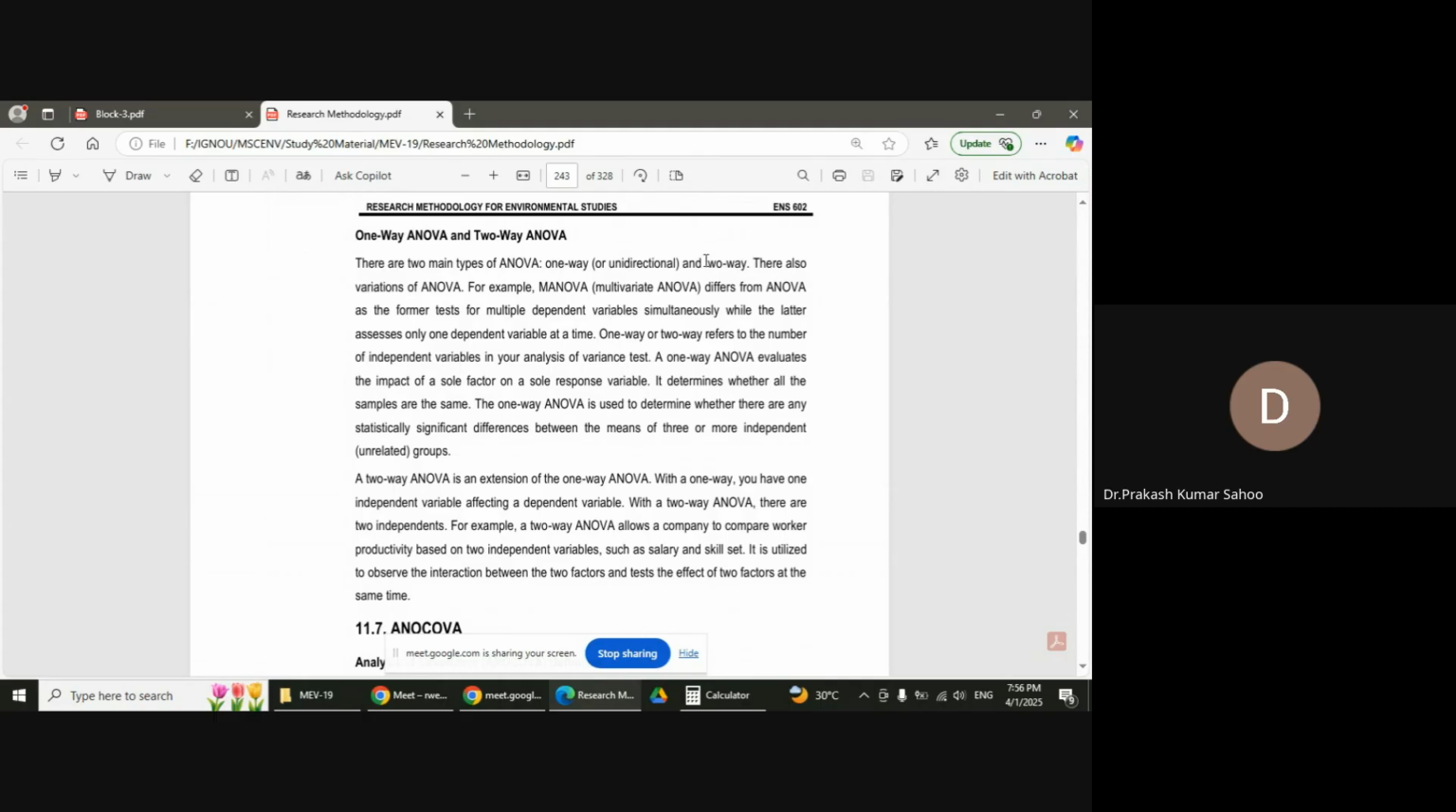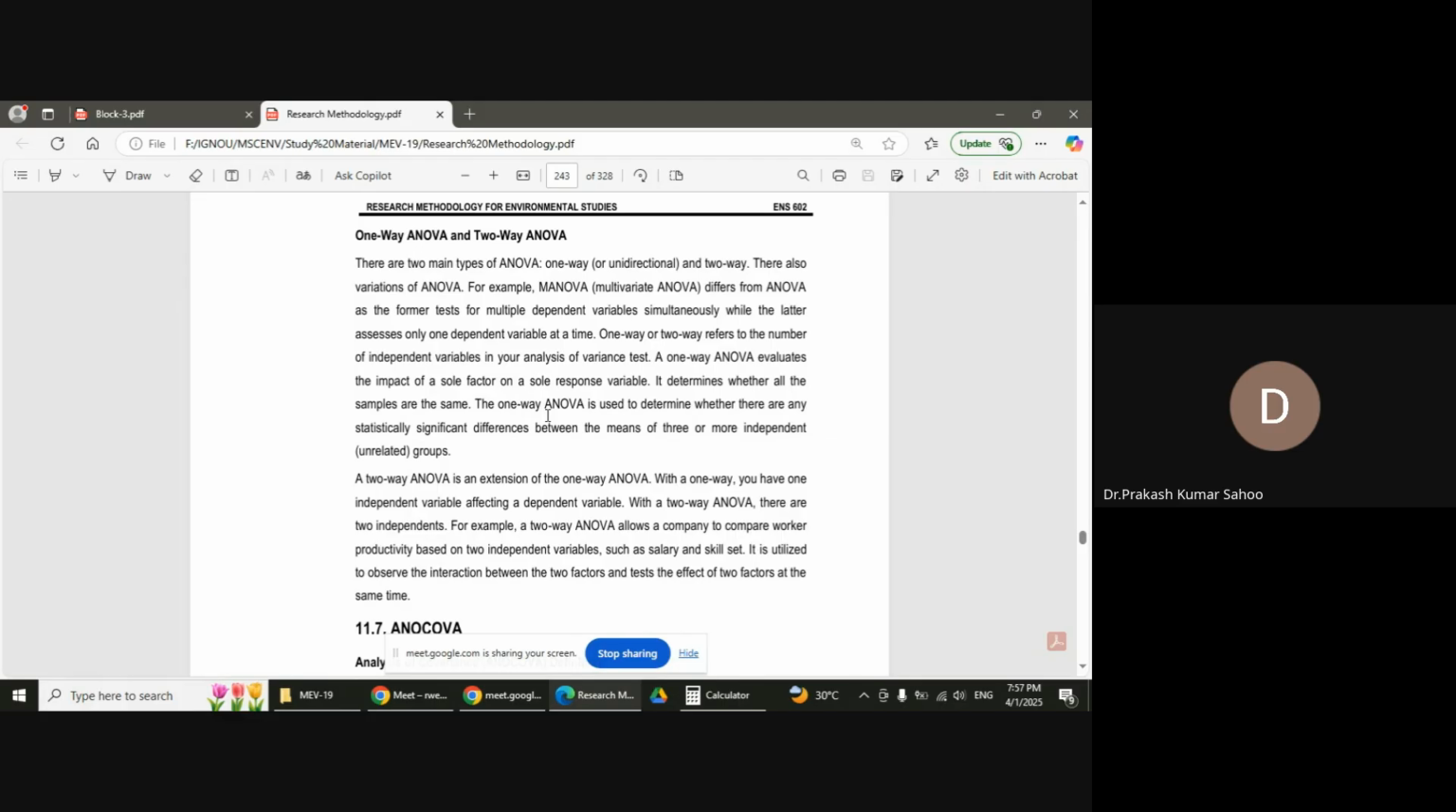Two-way having the multiple types, where one way is the one-way type. So a one-way ANOVA evaluates the impact of a sole factor on a sole response variable. It determines whether all the samples are the same. One-way ANOVA is used to determine whether there are any statistically significant differences between the means of three or more independent groups.